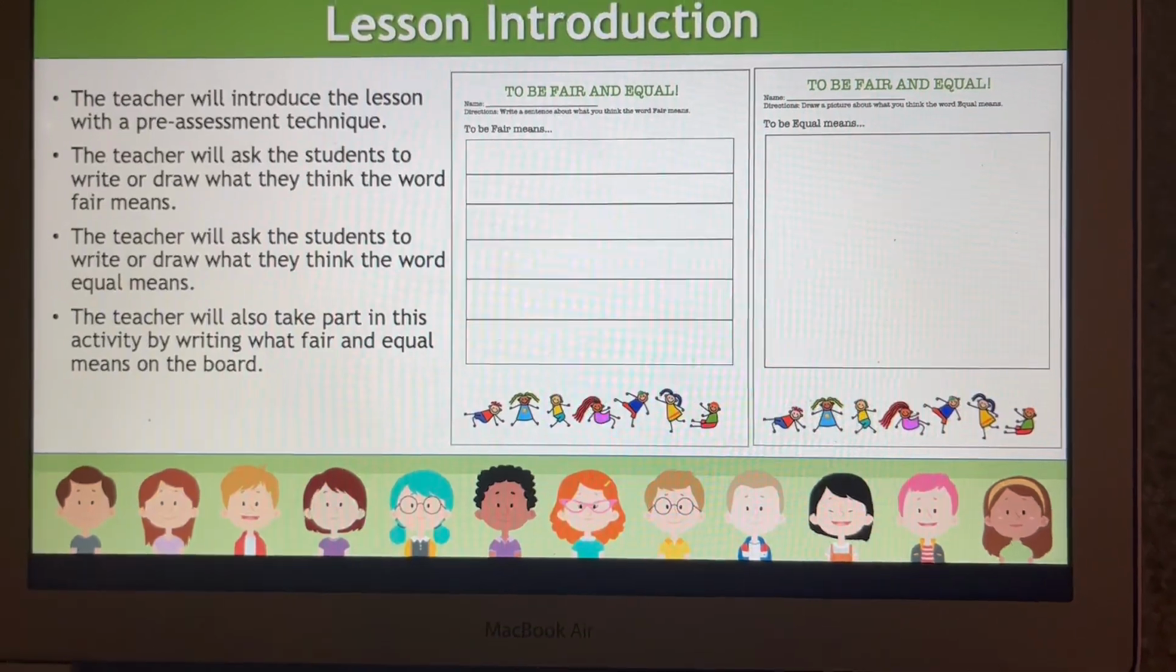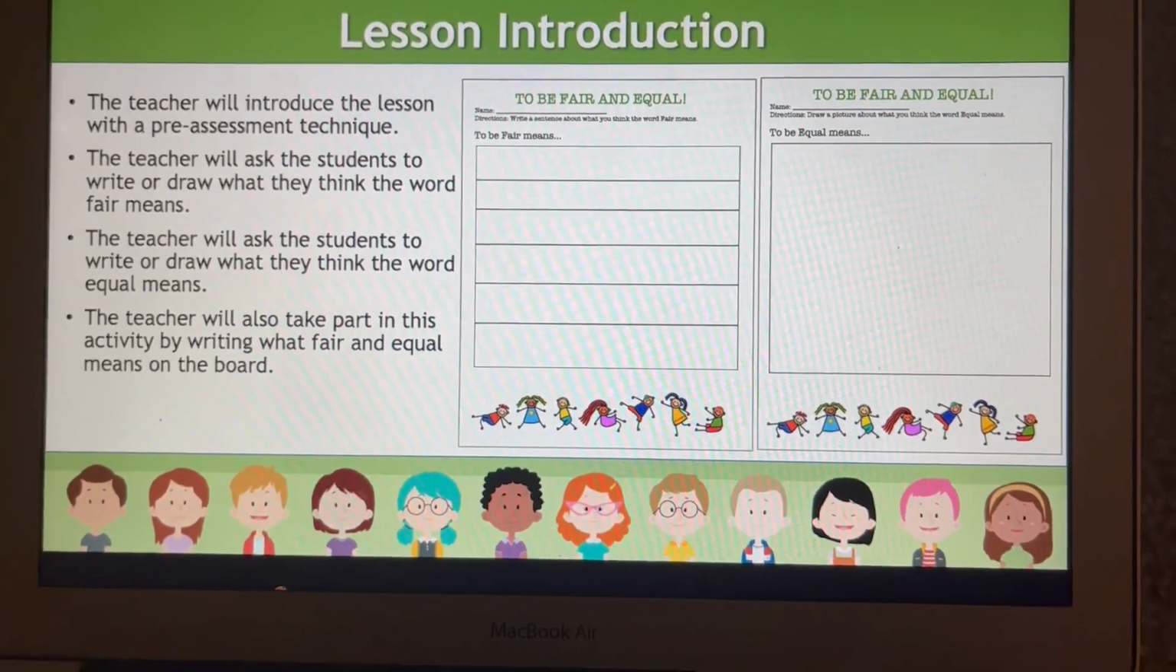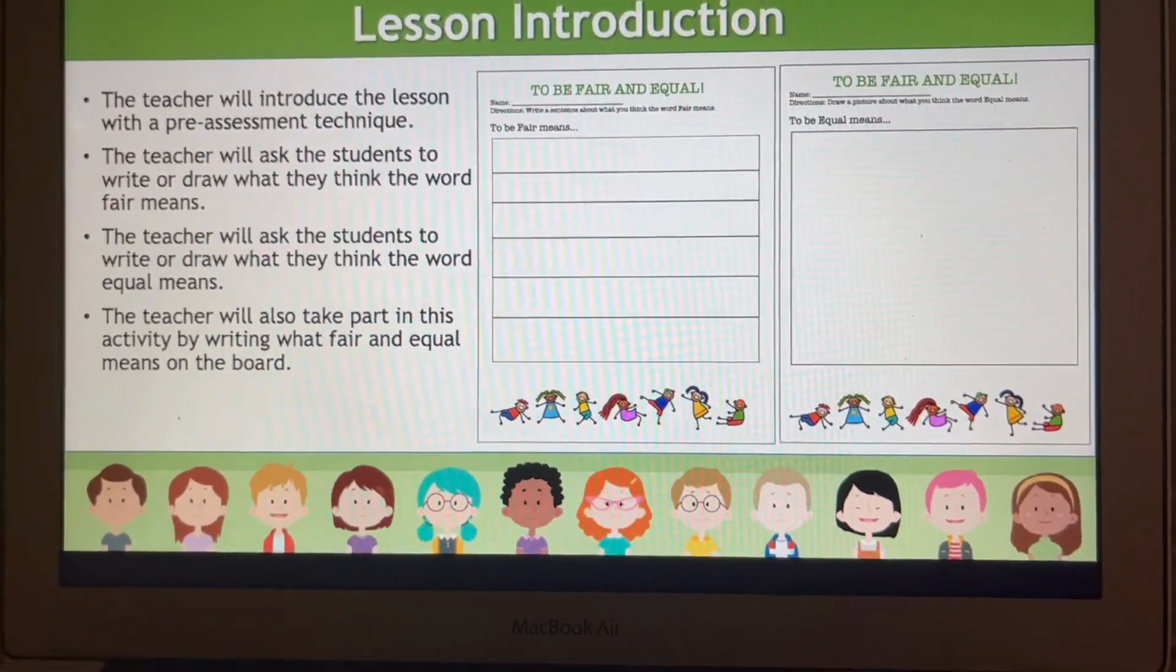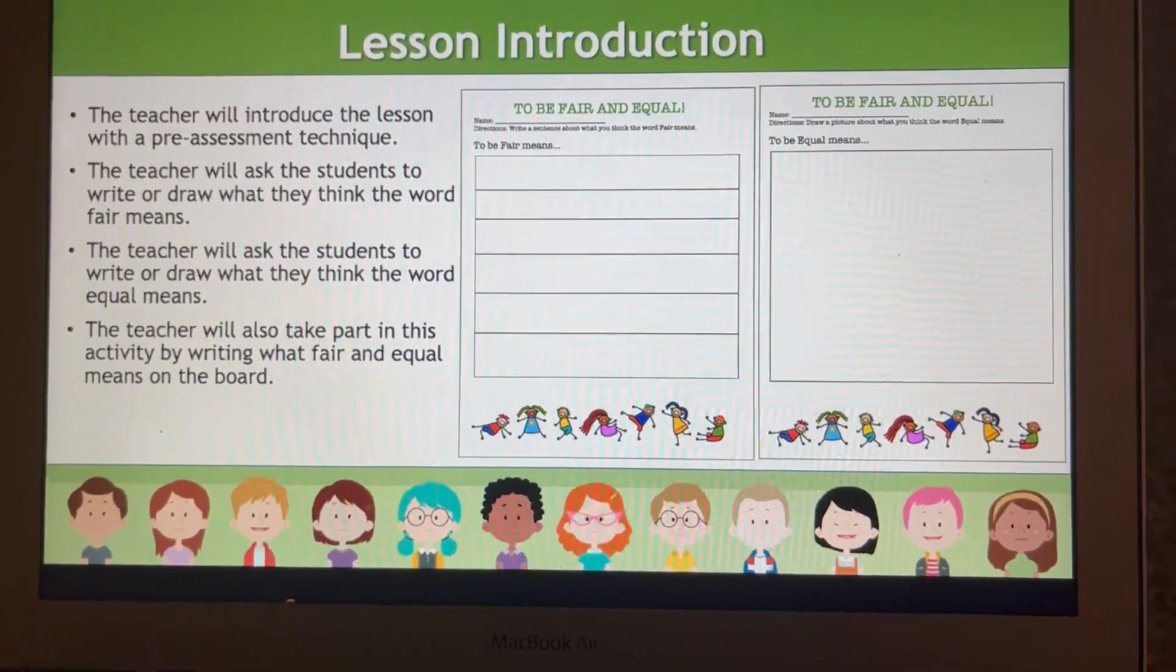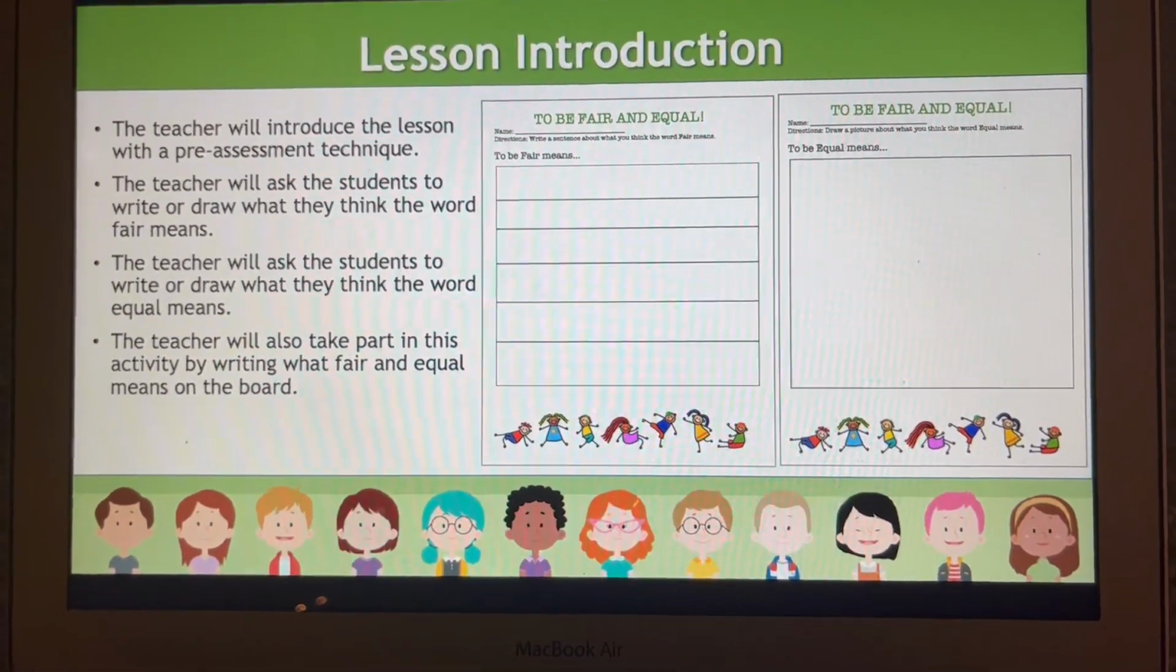And then the teacher will also take part in this with the students, just to show them what fair and equal actually do mean. This will be presented on the board, and the teacher will go through this after the students go through their own idea of what they think those words mean.